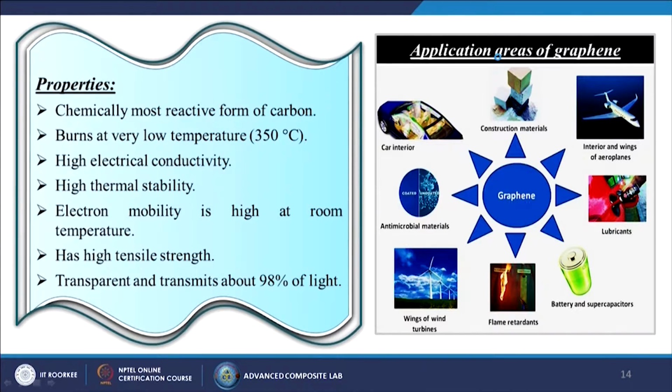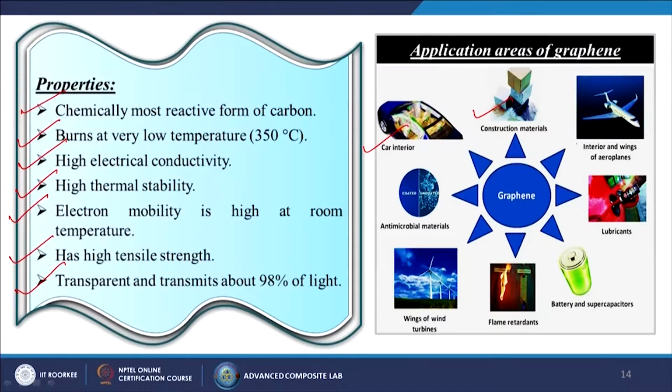Now, what are the properties? It is the chemically most reactive form of carbon and burns at a very low temperature, generally 350 degrees centigrade. It has high electrical conductivity, high thermal stability, high electron mobility at room temperature, and high tensile strength. It is transparent and transmits about 98% of light. That is why it is the latest material that researchers and people are working on, but there are still lots of things uncovered about graphene.